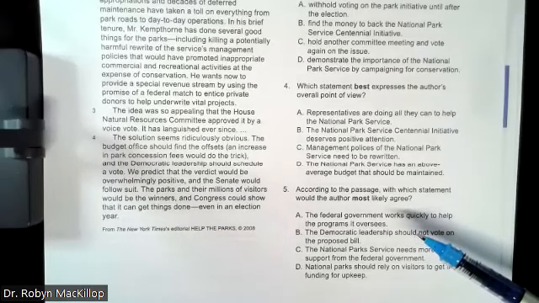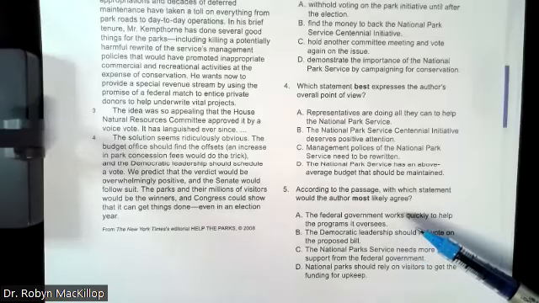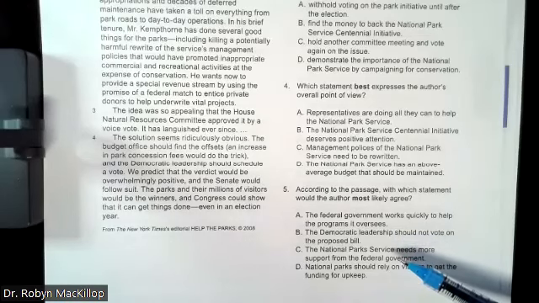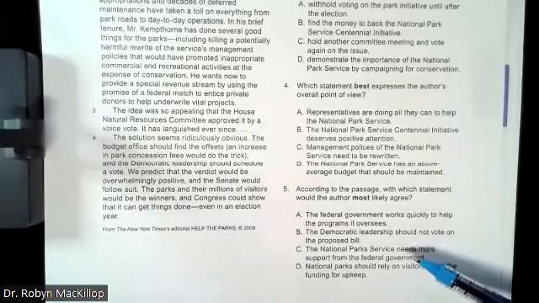According to the passage, with which statement would the author most likely agree? The federal government works quickly. The Democratic leadership should not vote. The National Park Service needs more support from the federal government, or the park should rely on visitors to get more funding. The C? Yes, good job.